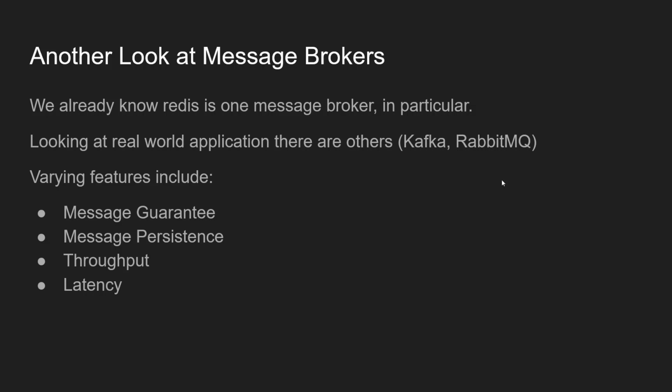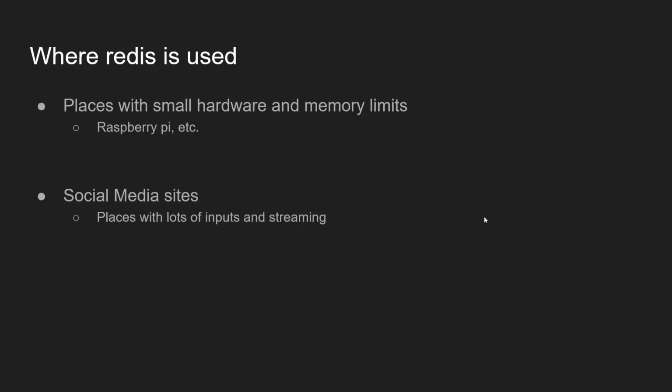And this makes Redis really optimal for a lot of small hardware because it only needs in-cache memory. It's very small, so it can be used on little devices that have hardware limits, like Raspberry Pis and small ARM boards and all of those little devices. And it's also used in the background of social media sites where there's a whole bunch of messages being input at once and needed to be loaded for the user.